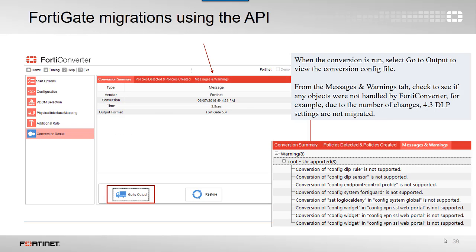So the conversion runs and we'll see some summary information. For example, look at the messages and warnings tab because there we'll see any objects that weren't handled. We said earlier that when you look at the config error log, you'll see an error for the DLP sensor. But the messages and warnings tells us that this config is not supported. We see the setting for the DLP sensor there is not supported. So at least we know what to look out for, what to be aware of.